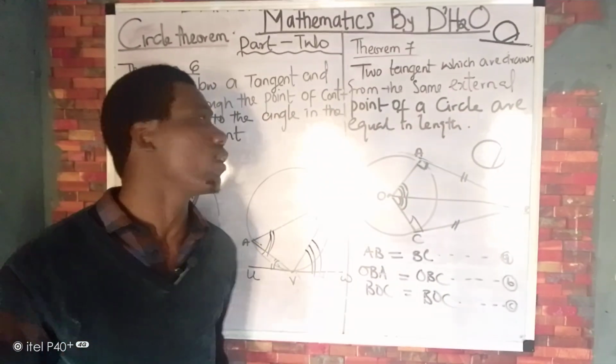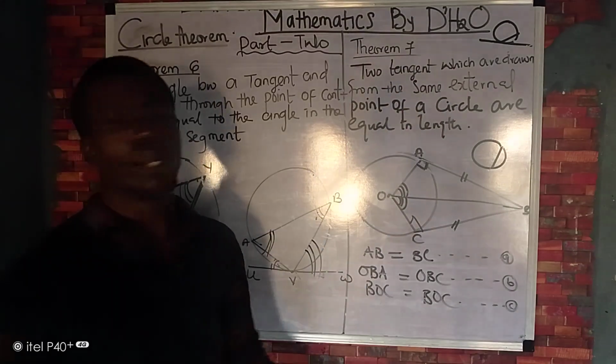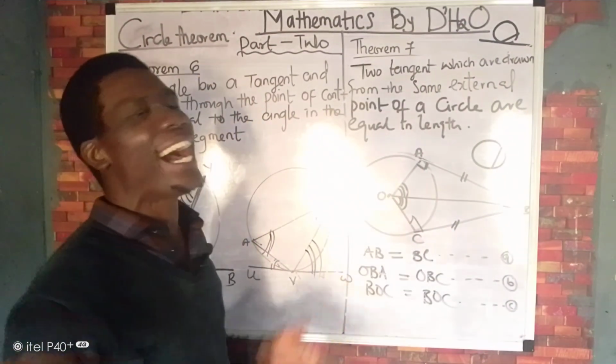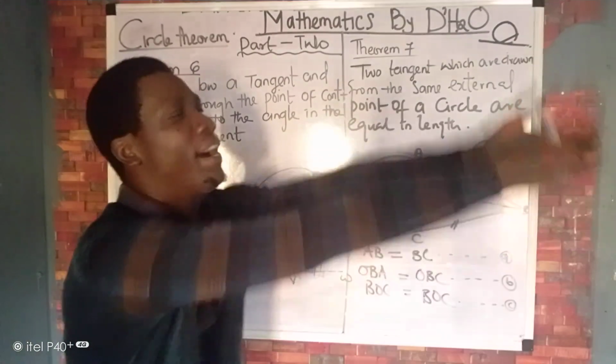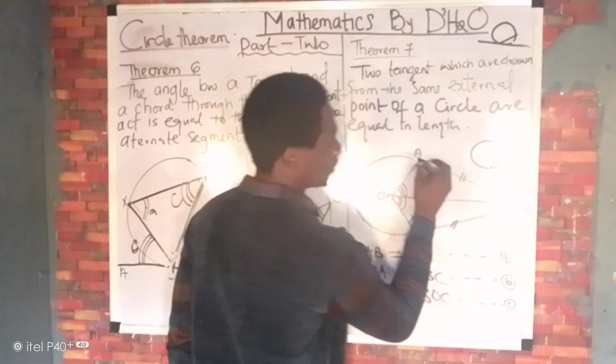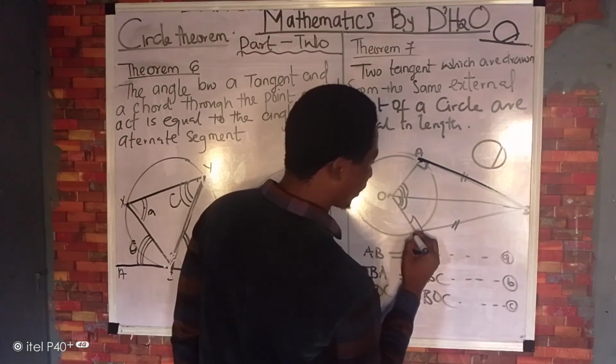Let us go over theorem 7. Two tangents: you can draw two tangents to intersect outside the circle, like if I stretch my two hands like this. Okay? This is a tangent. This is also another tangent.